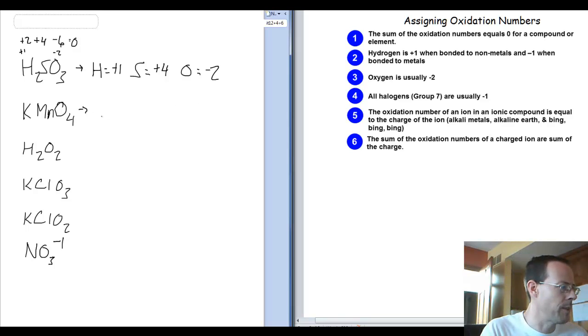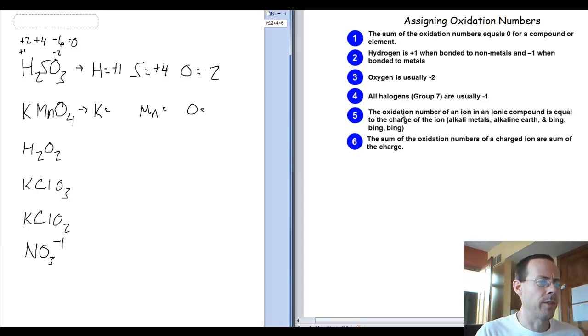So we go to our next one. We need an oxidation number for K, for Mn, and for O. For K, the first rule says the oxidation number of an ion in an ionic compound is equal to the charge of the ion. So alkali metals, alkaline earth metals, and so on. Potassium is a +1. It's in an ionic compound, so it has the charge we would expect. Mn it says nothing about. Oxygen is -2, and there are 4 of them, so altogether it's a -8, which means in this case manganese must be a +7, because again their sum has to be 0.